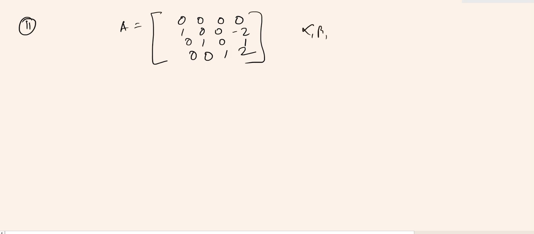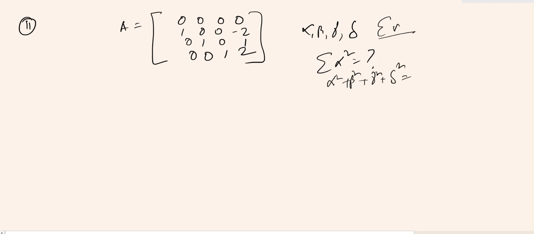Let the eigenvalues be alpha, beta, gamma, delta. Find the value of the sum of alpha square. So can you please repeat the question, sir? Yeah, this is the matrix and these are the eigenvalues. You need to find the sum of alpha square, that is, alpha square plus beta square plus gamma square plus delta square.